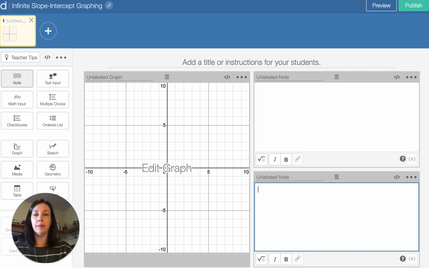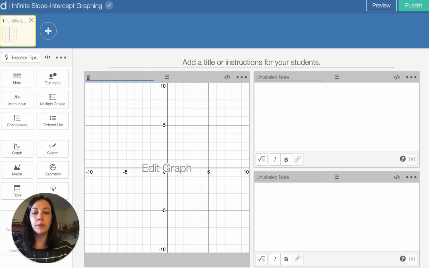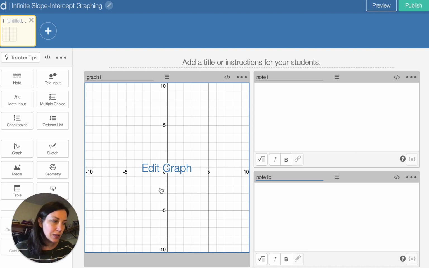And I'm going to label all three of them. I'm going to call this one graph 1. This will be note 1. And this will be note 1b. All right. Now, I don't know that I'll need all those labels, but there they are. And I usually name them, if you've been watching my videos, what the component is and then what the screen number is.